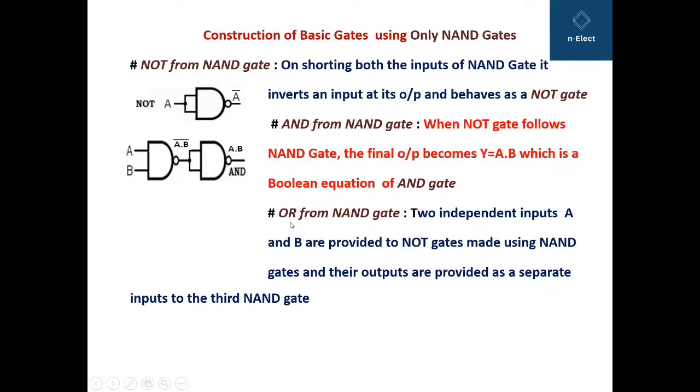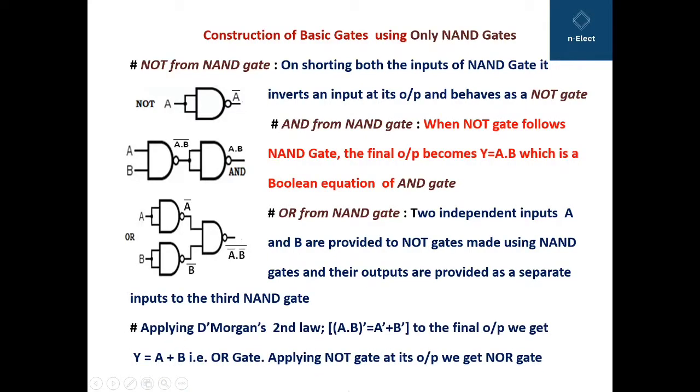Then construction of OR gate from NAND gates. Two independent inputs A and B are provided to NOT gates made using NAND gates. Here you can see, its output will be A bar, and here the output will be B bar, which will be the inputs of the NAND gate, and therefore at the output of the NAND gate we will get A bar into B bar whole bar.